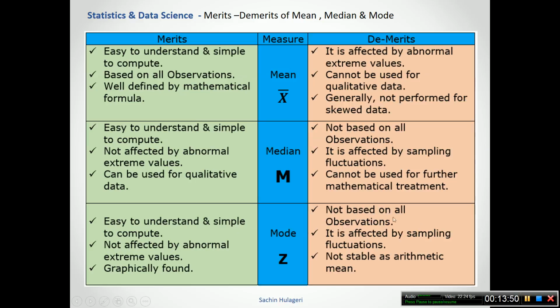And mode is not based on all observations. Suppose one particular value occurs with the highest frequency; at that time we consider that one as the mode. It is affected by sampling fluctuations. Again, like the median, it is also affected by sampling fluctuations. It is not as stable as the arithmetic mean, because it depends upon the number of frequencies occurring, so we cannot consider it as stable as the arithmetic mean.